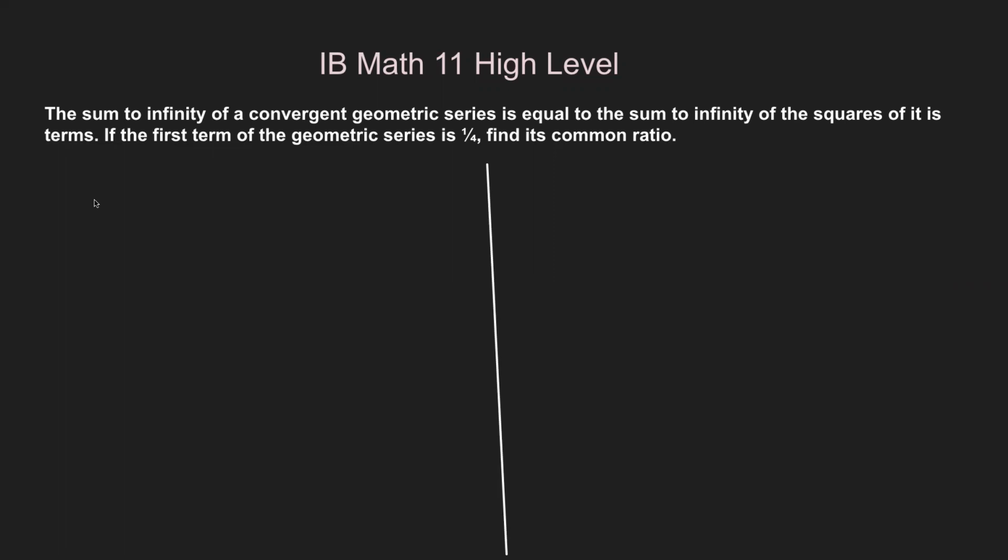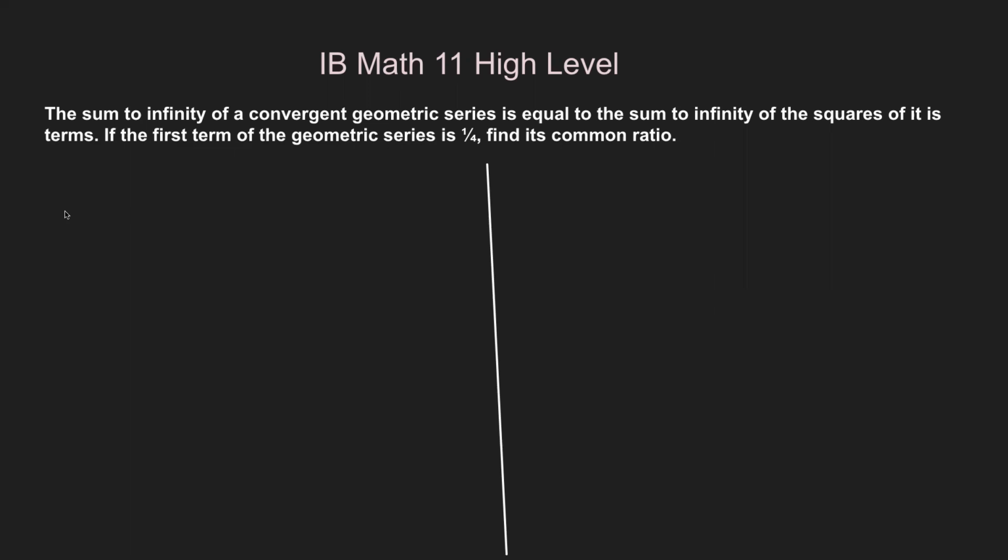So here is another IB Math 11 high level question. The sum to infinity of a convergent geometric series is equal to the sum to infinity of the squares of its terms. If the first term of the geometric series is 1/4, find its common ratio.